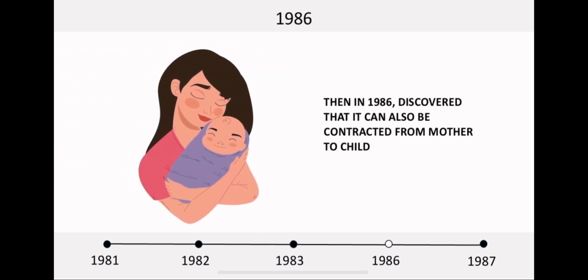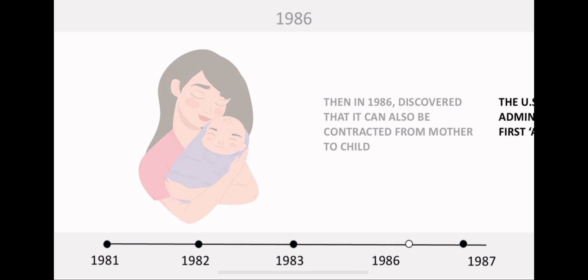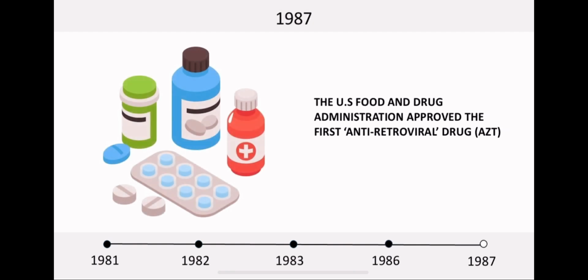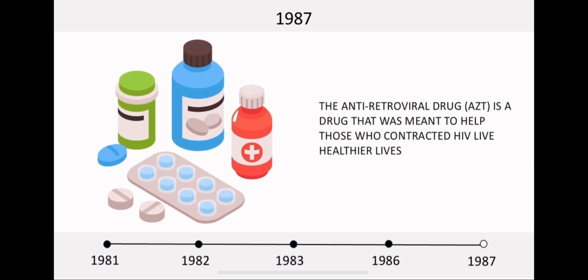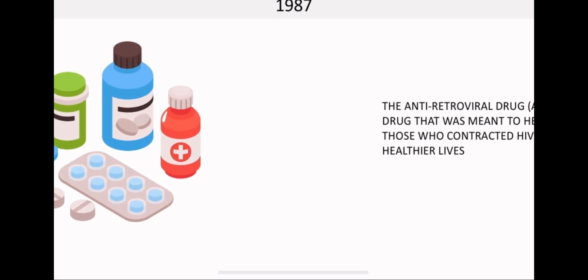And in 1986, it was discovered that it can also be contracted from mother to child. In 1987, the U.S. Food and Drug Administration approved the first antiretroviral drug, AZT. The antiretroviral drug is a drug that was meant to help those who contracted HIV live healthier lives.